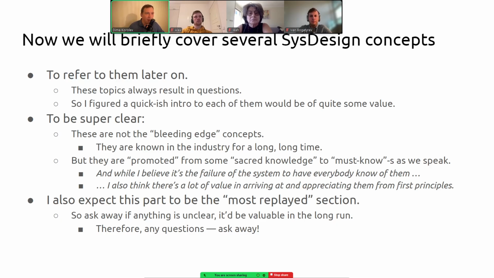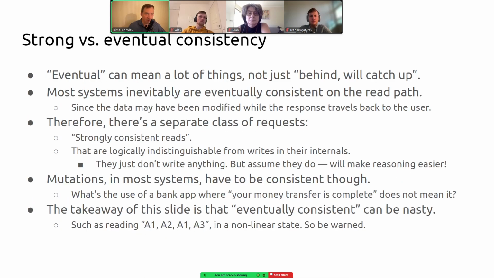No need to chat. And to be super clear, these are not bleeding edge concepts. They're not something that we devised a couple of years back. Most of them date back dozens of years. But thankfully, as we speak in 2024, all of them are being promoted from some sacred knowledge to the stuff we are supposed to know at a senior enough level. So there's a lot of value in understanding them. With this being said, let's go.